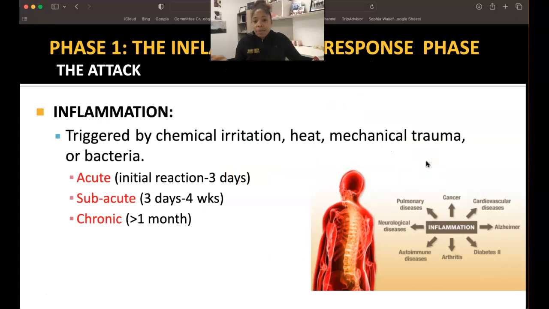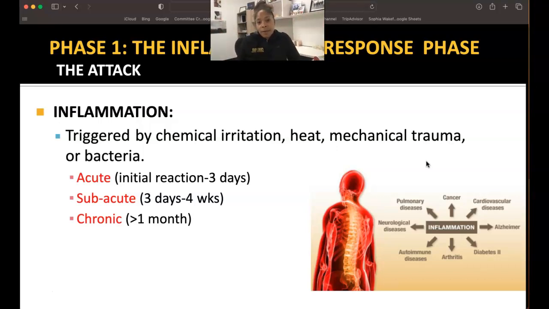So let's talk about the first phase, which is the inflammatory phase. I like to call it the attack phase. It lasts from the initial insult of the injury until about day 4, but certainly can go longer depending on what that patient's doing. Do they withdraw from the event or practice or work, or do they continue to do that? It may extend the time of this phase if they are continuing to participate in the event.